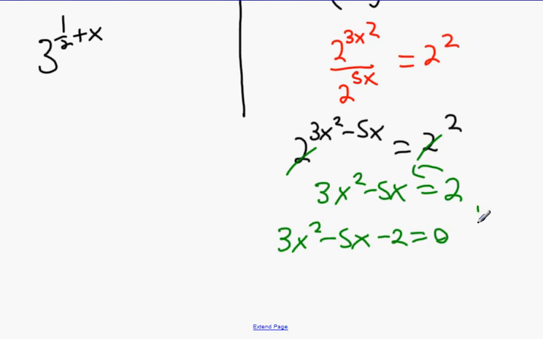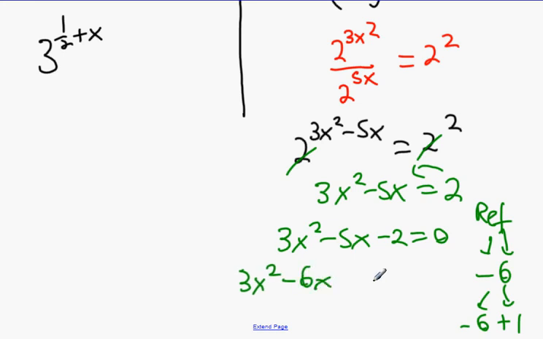Two numbers that multiply to what, Connor? Minus 6. And that will turn into minus 6 and plus 1. 3x squared minus 6x plus 1x minus 2 equals 0.